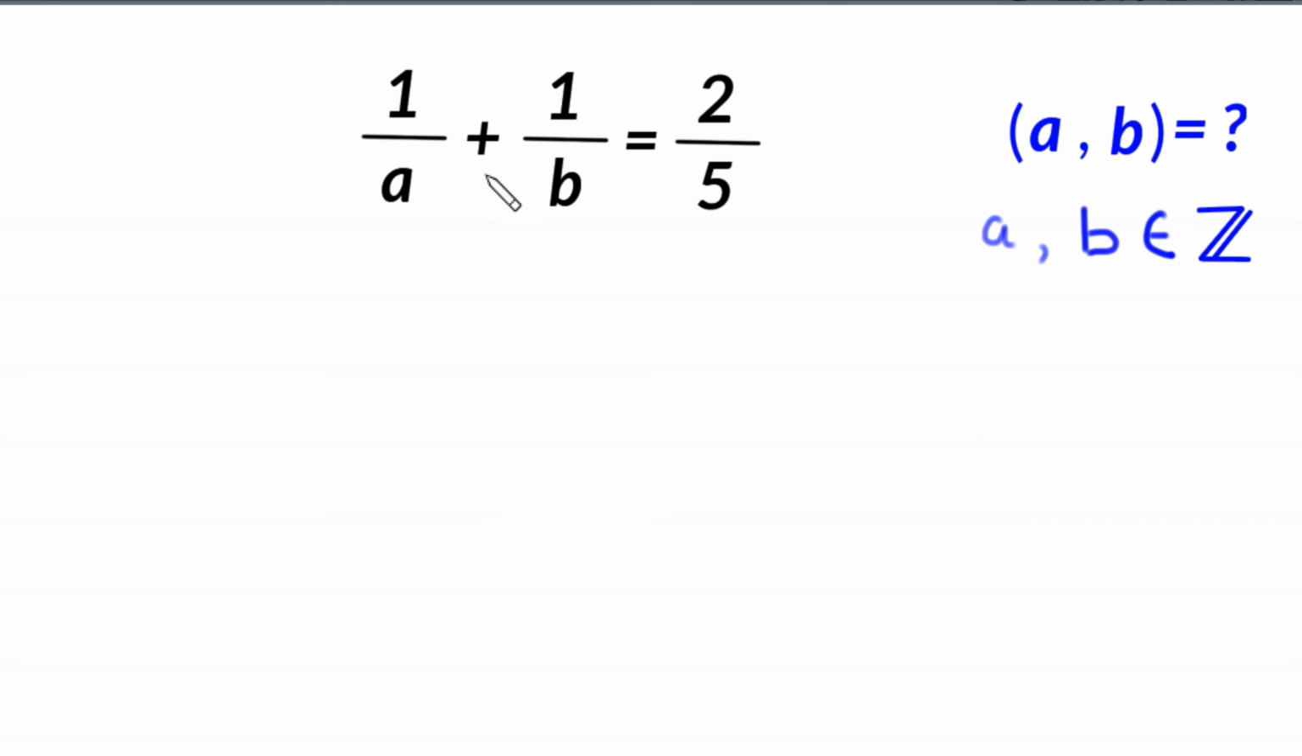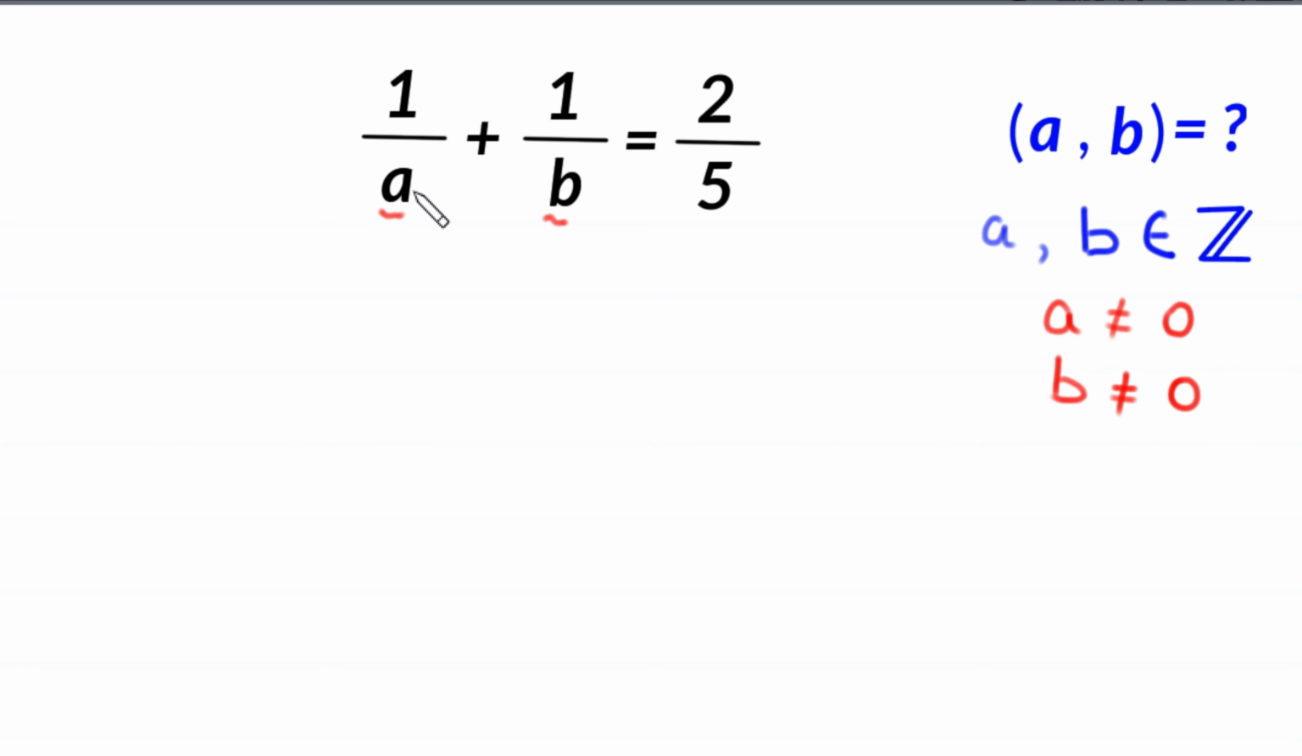1 over a plus 1 over b equal to 2 over 5. Our job is to find all possible values of a and b such that a and b are integers. So let's start. Since a is in the denominator, a cannot be equal to 0, and b in the denominator, b cannot be equal to 0.